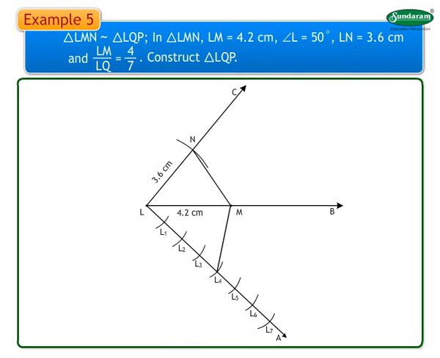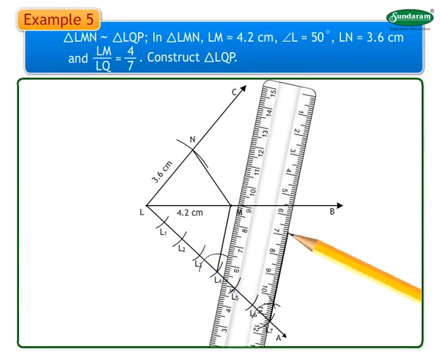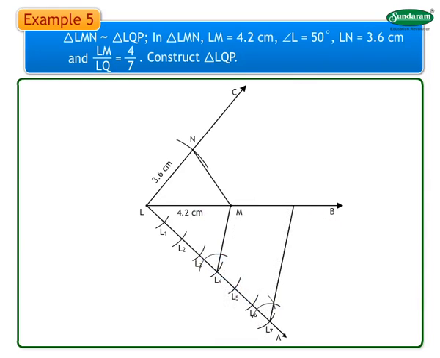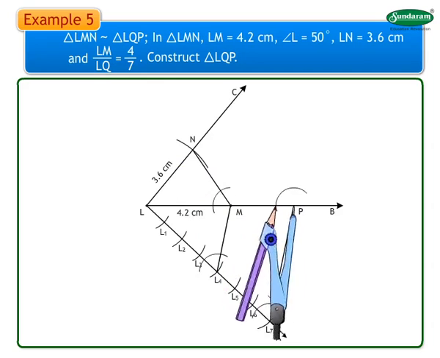Keep the point of compass on L4 and draw an arc. Taking the same distance, cut an arc from point L7. Now measure the distance of the arc drawn at point L4 and cut the arc drawn at point L7. Draw a line passing through point L7 and touching the ray LB at point P. Again, keep the point of compass on M and draw an arc. Taking the same distance, cut an arc from point P.